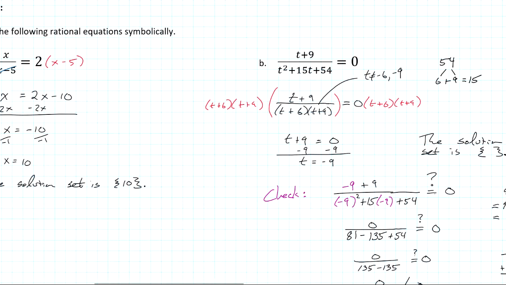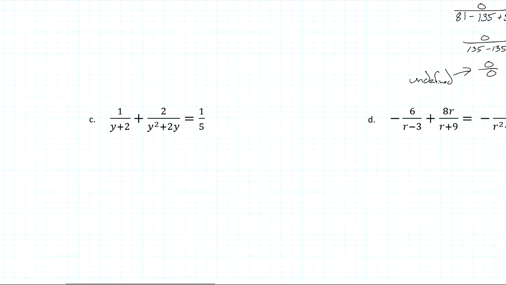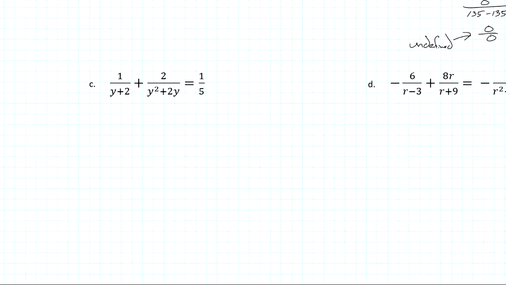All right, let's go ahead and move on to part C down in the bottom left, where we have 1 over y plus 2 plus 2 over y squared plus 2y equals 1/5. We will begin this problem by factoring wherever we can. We have 1 over y plus 2, nothing factors there, plus 2 over y squared plus 2y. Here I can factor out a y. I'll be left with y plus 2 after pulling that out. And we'll set this equal to 1/5.